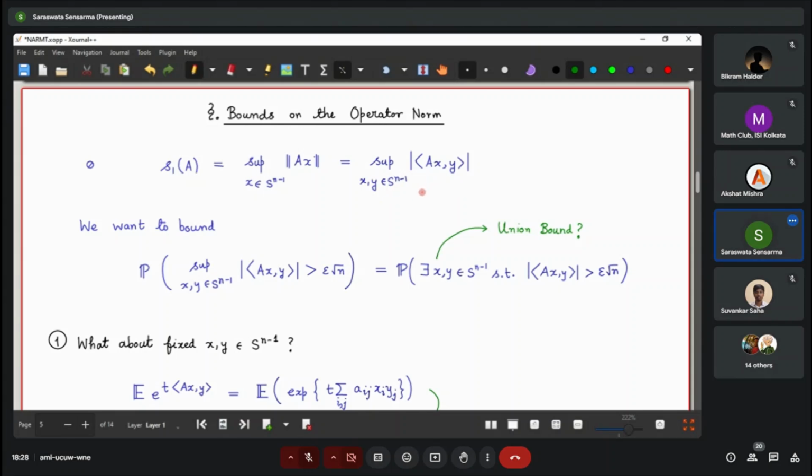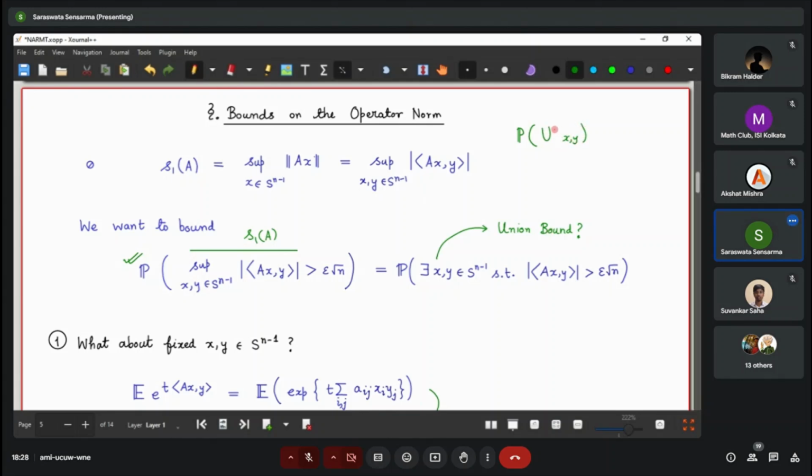It's a very standard tool that we use, and then what we wish to basically bound is to say that sigma 1 is not larger than epsilon root n with high probability. That is, we wish to give an upper bound to this probability. This is exactly S1. If I say this supremum is greater than epsilon root n, that just basically means there exist x and y in S^(n-1) for which it is greater than epsilon root n. So this is like a union of events. It is a union of events of the form Axy.